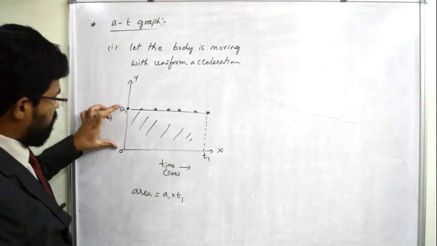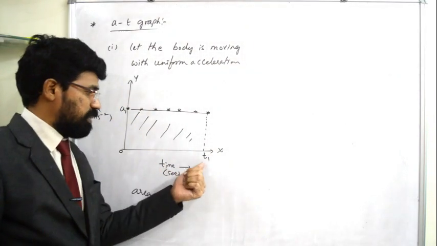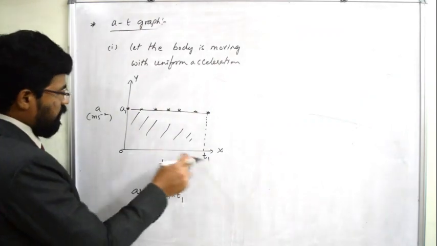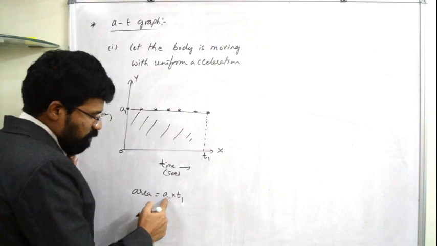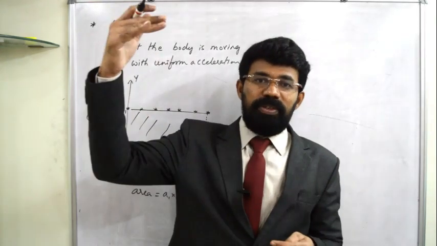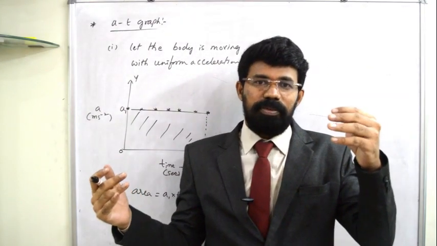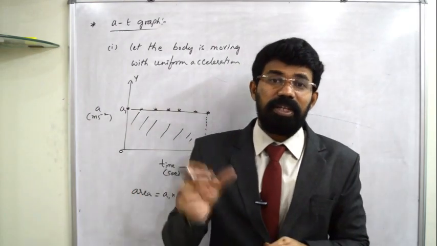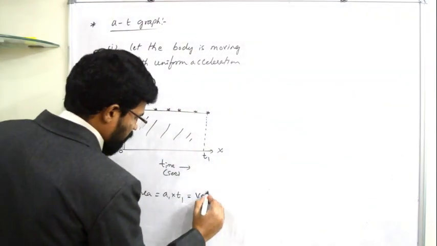So this particular length of this shape is what? A1. This particular length of this shape can be taken as T1, or length and breadth. Okay, A1 into T1. What is this? Acceleration multiplied with the time. See, acceleration, mathematically it is expressed as velocity by time. So when you take acceleration product with the time, what you will get? You will get velocity, isn't it? So this can be written as velocity.